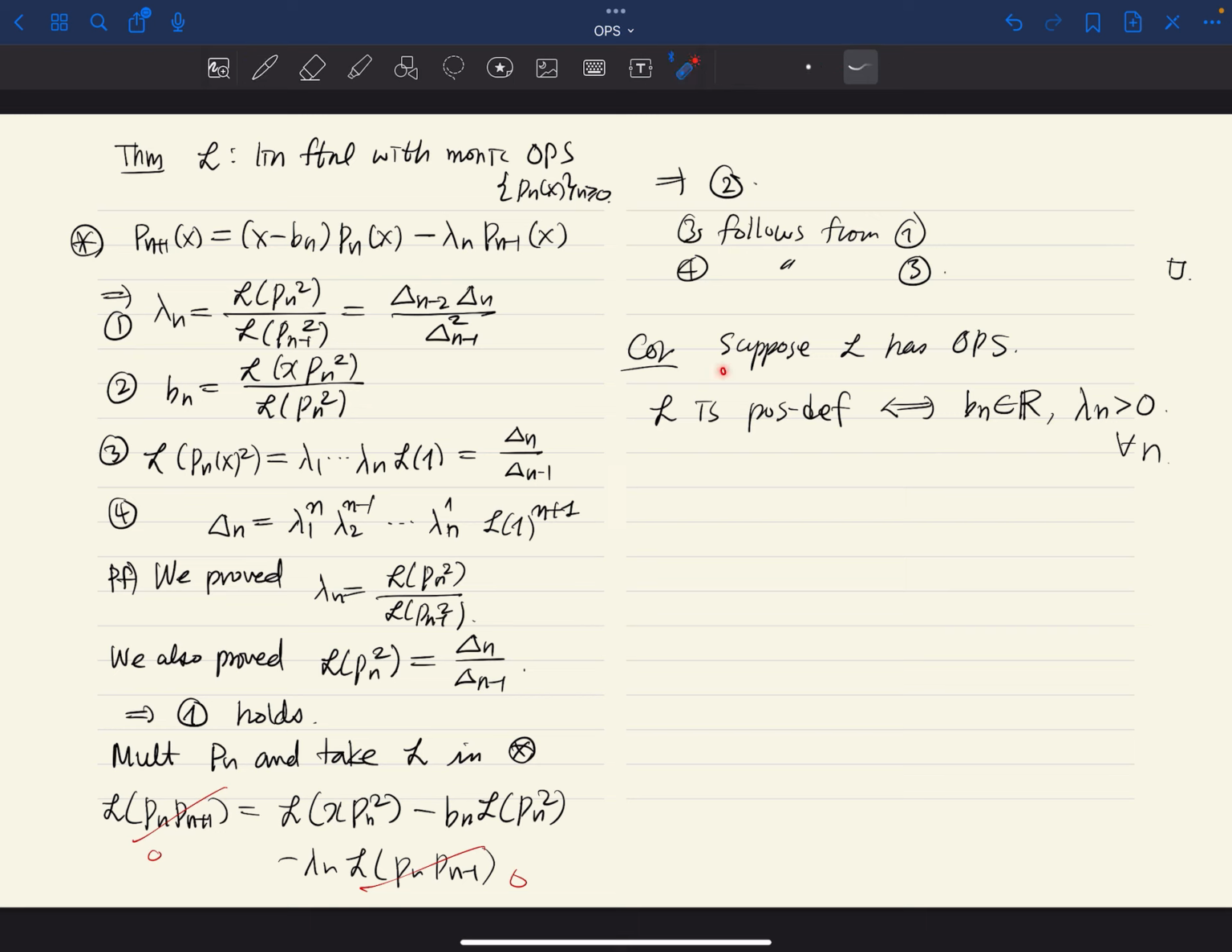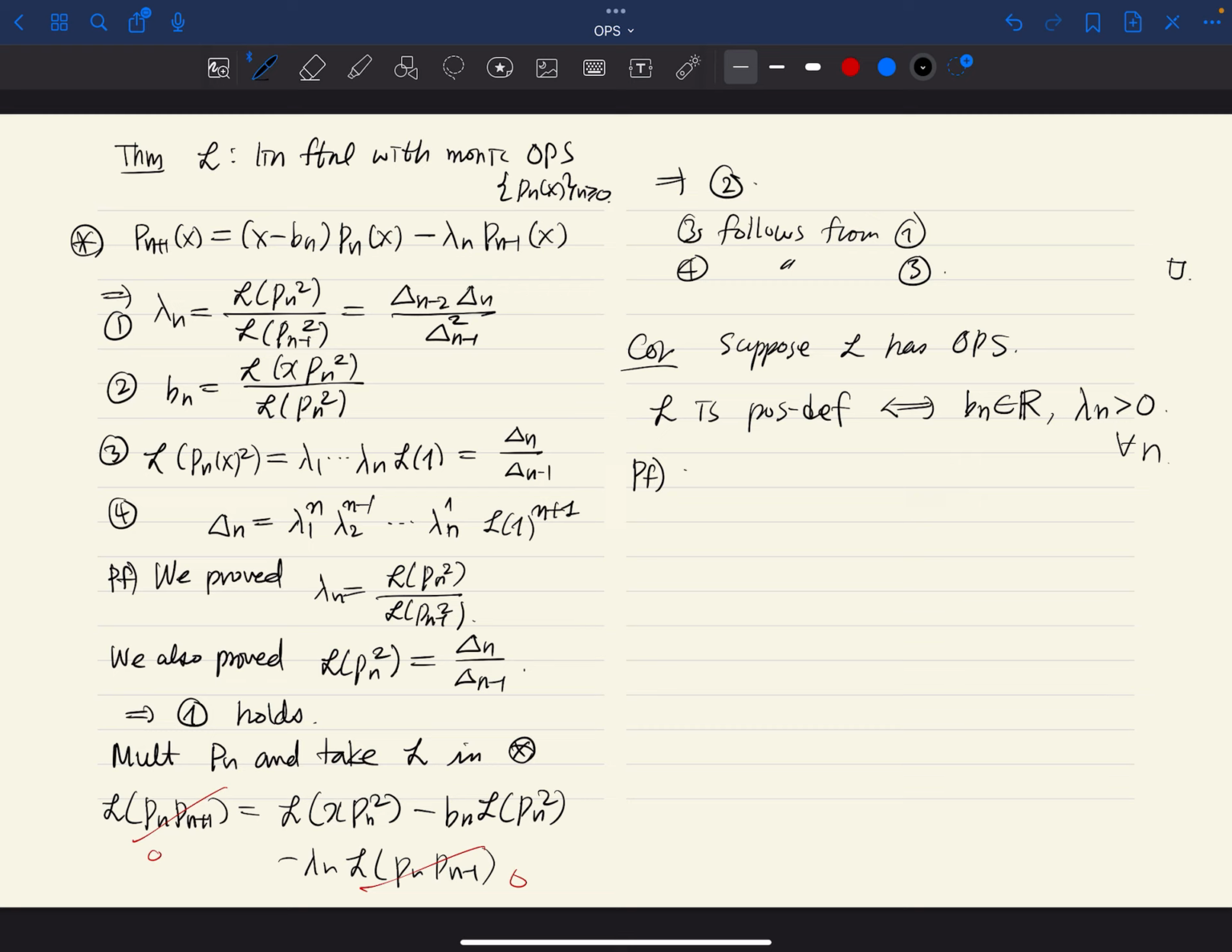Because we know that this is positive definite if and only if, what was that? Do I need to prove this? Okay, let's prove this. It's not completely obvious, so let's prove this.